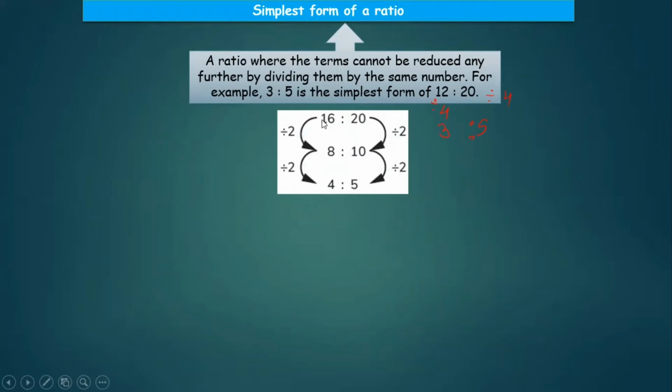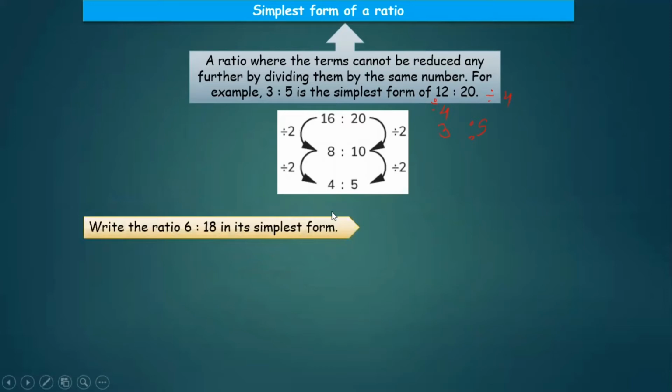So instead, if 16:20 was the ratio, I know the HCF of 16 and 20 is 4. So straight away, if I divide by 4, I'm reaching 4:5. So this is also a method. You can simplify in parts or go directly to divide by HCF.